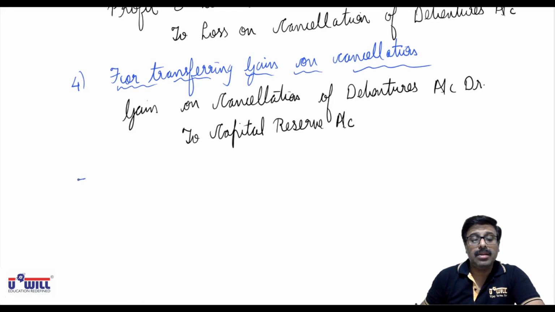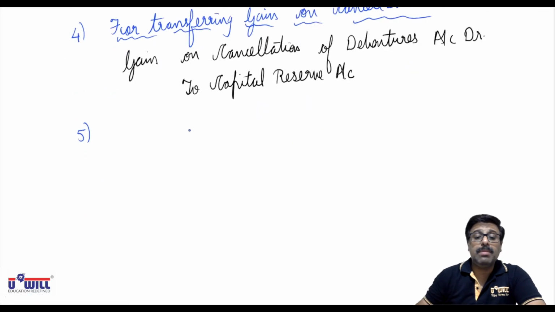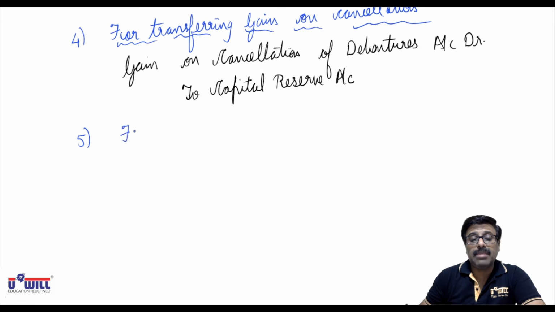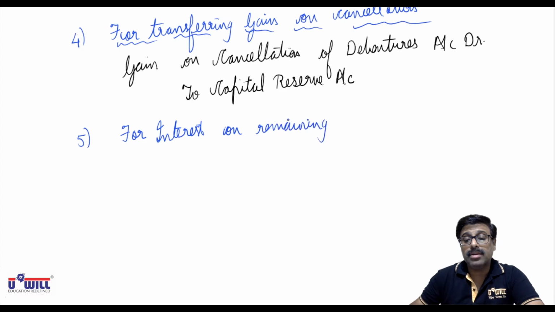Okay. Then after that, you will be paying the interest to the remaining debenture holders after cancellation. Maybe you are not able to buy from open market all the debentures, but only part of the debentures. Then for the remaining debentures, you will have to pay interest. So for interest payment from company's behalf, for interest on remaining debentures which are not cancelled, two entries will be passed.